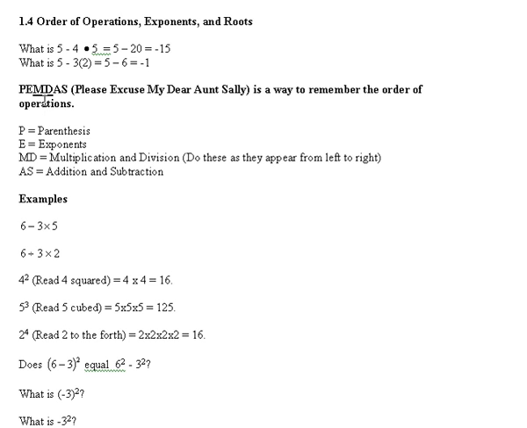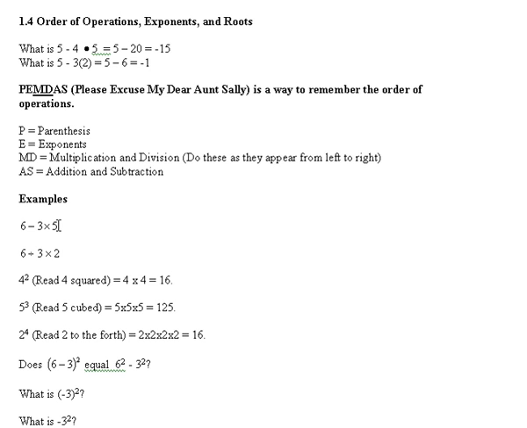Here's how most people learn their order of operations. Please excuse my dear Aunt Sally. P standing for parentheses, E standing for exponents, MD standing for multiplication, division. Do them as they appear from left to right. You don't do multiplication before division or division before multiplication. You do whichever appears first from left to right, and then addition and subtraction is last.